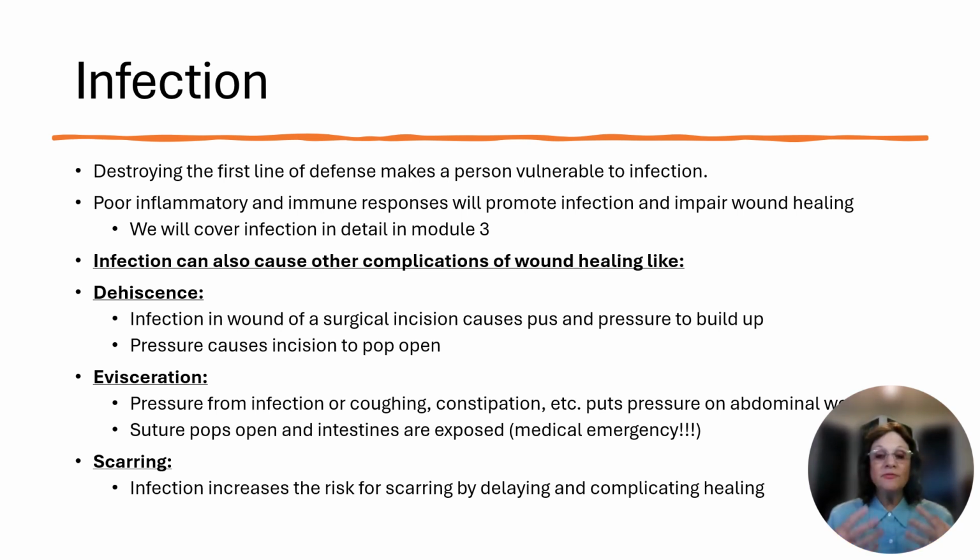Infection, when we destroy that first line of defense, it makes us more vulnerable to infection. So if we have a break or a cut or an injury anywhere, we're going to be more vulnerable to getting an infection. And that's going to be impacted or made worse by things like poor inflammatory and immune responses, or anything that impairs wound healing. And we're going to cover that infection response later on this semester. I don't believe it's in Module 3, so just disregard that.